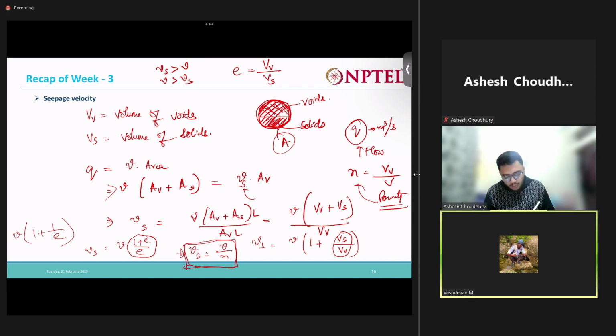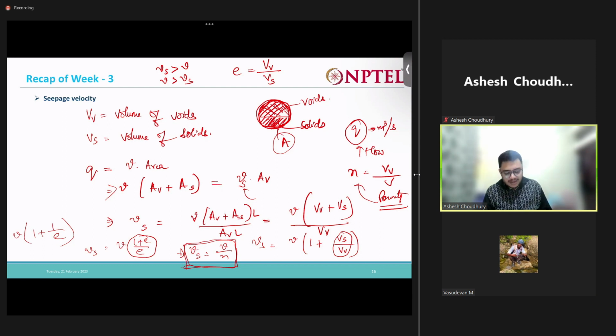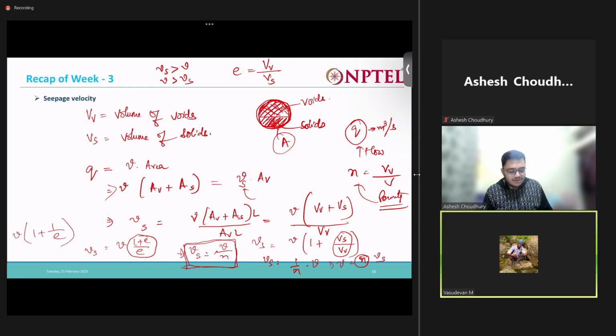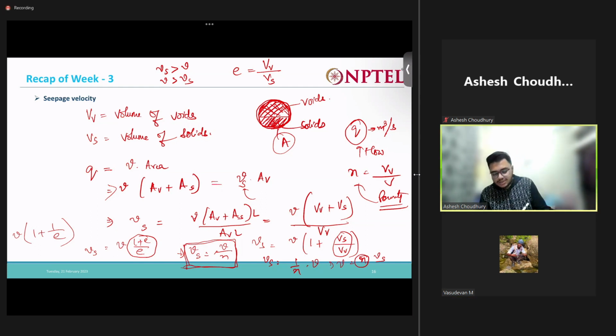So 1 divided by something which is less than 1 will be greater than 1, so Vs is 1 by n into V. That means V is equal to n into Vs. This porosity is always less than 1, right? So V will always be less than Vs. So Vs is obviously greater than V. Say n is 0.5, then V is 0.5 times Vs. So Vs is always higher.